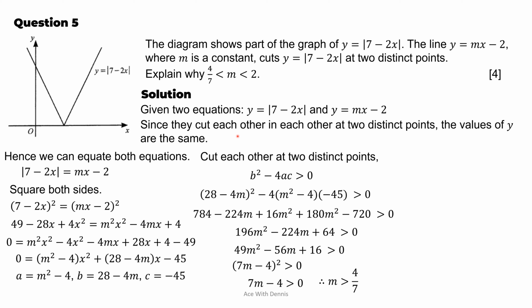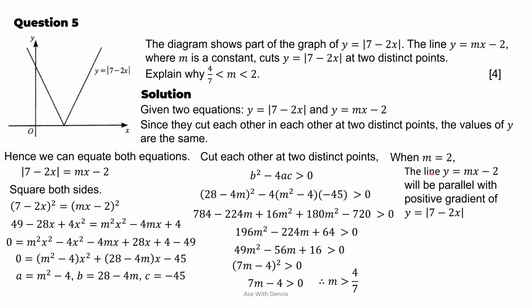Therefore, m should be greater than 4 over 7, which satisfies the first part of the inequality. Next, what happens to the second part? m must be less than 2, right? So now, when m is equal to 2, what will happen?